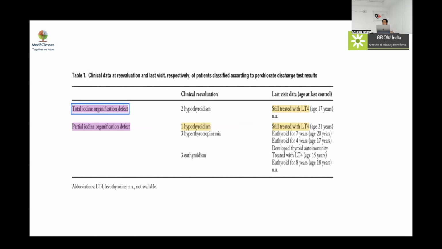A few patients of them went in for a perchlorate discharge test. The total iodine organification defect was found in 2 patients and they remained hypothyroid and continued treatment till the study was being done. And those having partial iodine organification defect had mixed outcomes. 1 was hypothyroid, 3 had hyperthyrotropinemia, among which 2 became euthyroid and 1 developed thyroid autoimmunity, so was continued on treatment, and 3 remained euthyroid.